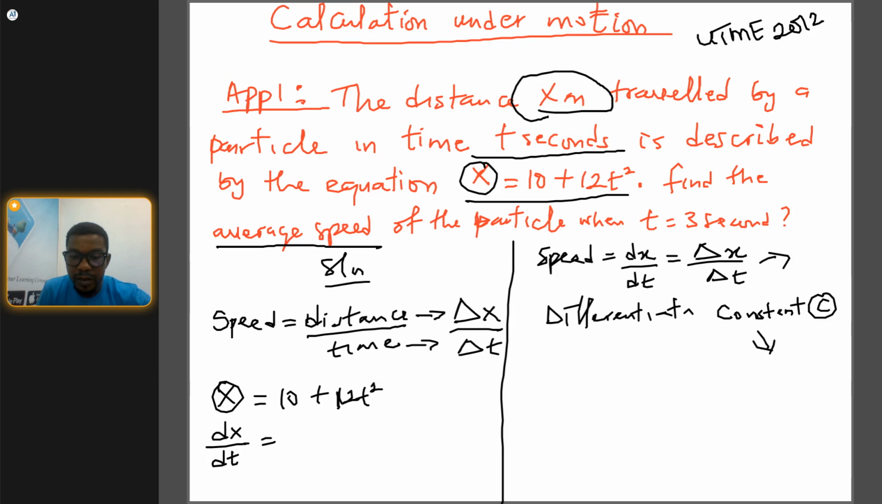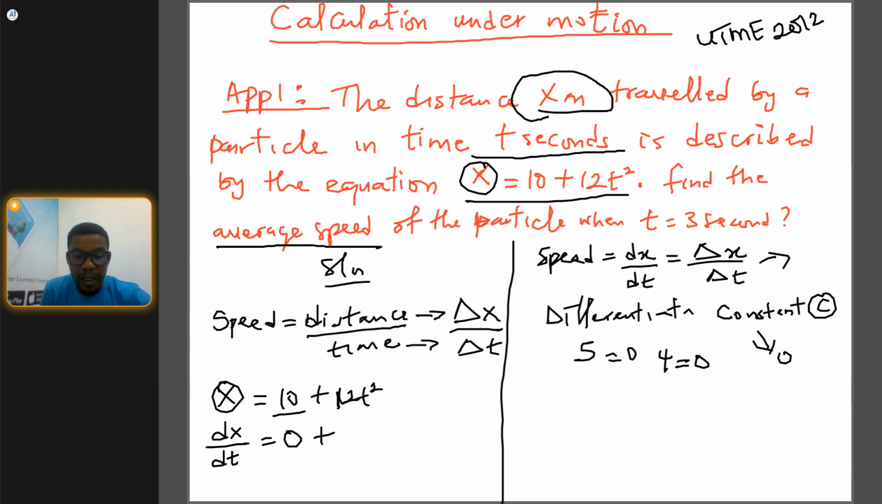A constant. Your answer is always 0. The differentiation of a constant is 0. So if I differentiate 5, my answer is what? 0. If I differentiate 4, my answer is what? 0. So if I differentiate 10, what will be my answer? Of course, it will be 0.